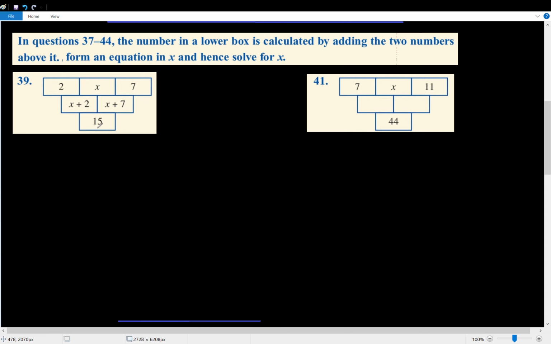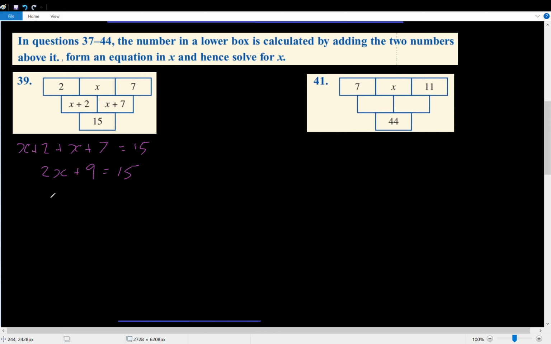So 15 was calculated by adding x plus 2 to x plus 7. So let's do that. x plus 2 plus x plus 7, and that's going to be equal to 15. And we're just going to add up what we have on the left. x plus x is 2x, and 2 plus 7 is 9. That's still equal to 15. And now we're going to try and solve this by moving stuff away from the x until we get x on its own on the left and a number on the right.